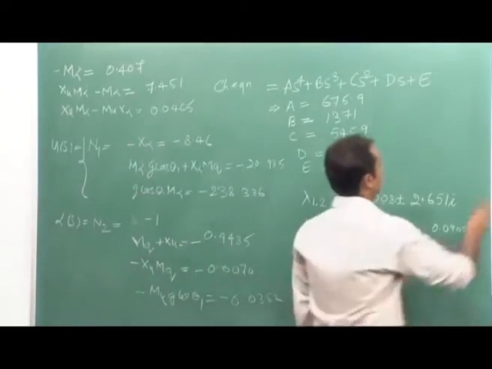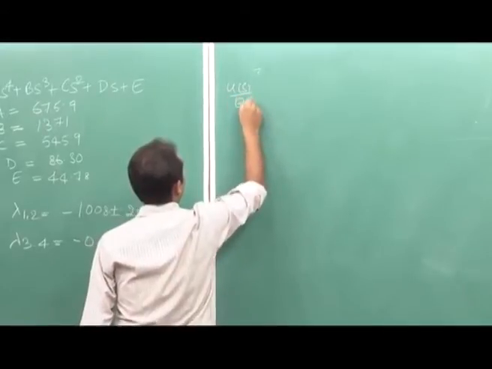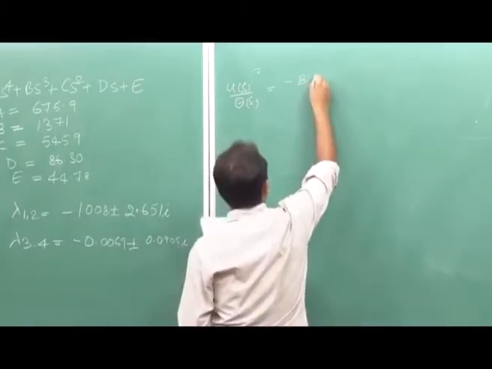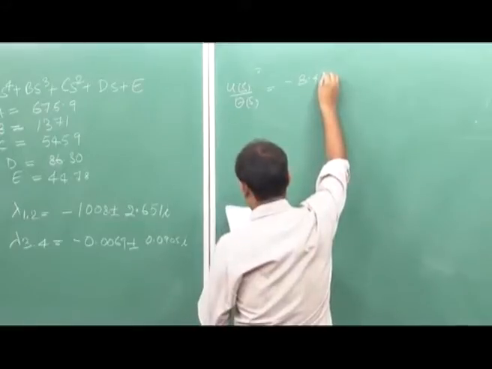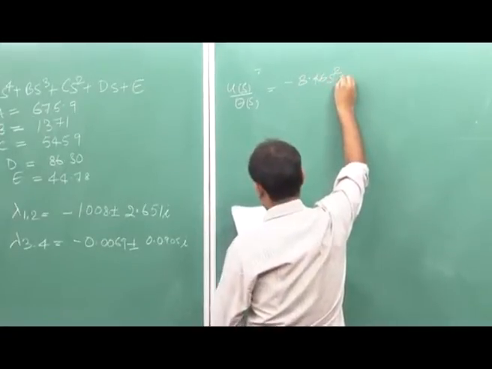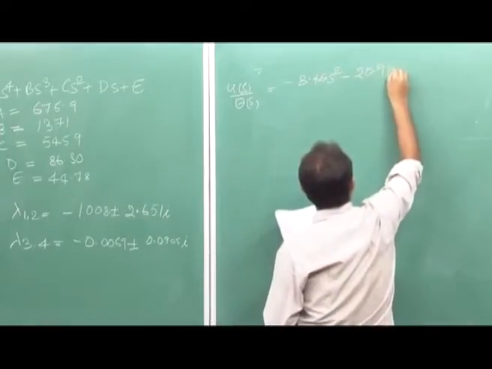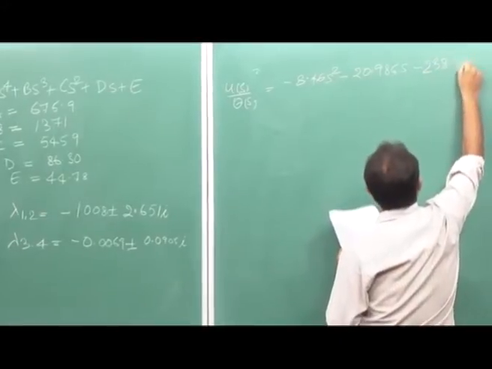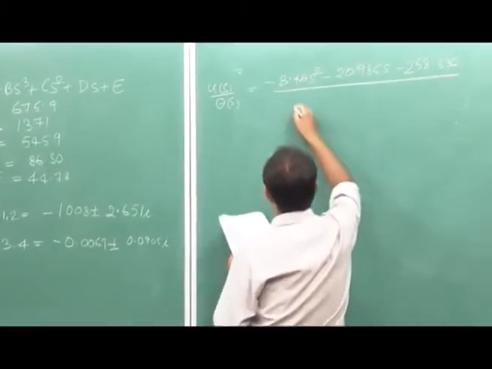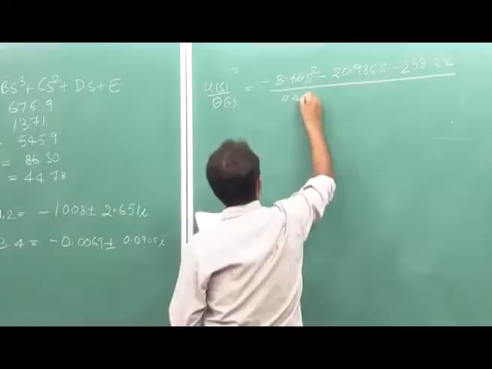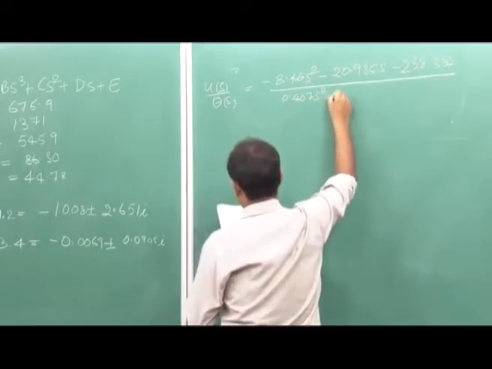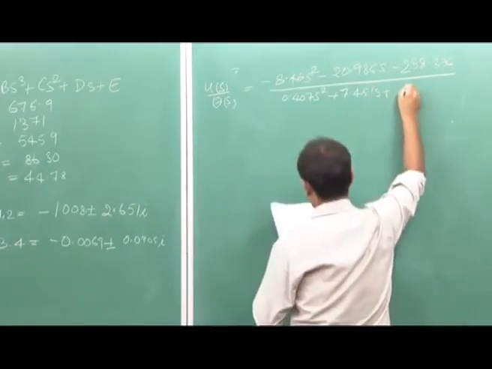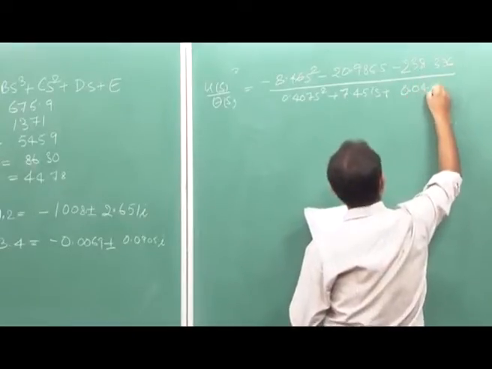The ratio for u of s upon theta of s, substituting the value of derivatives, we will get 8.46 s square minus 20.985 s minus 238.336 divided by 0.407 s square plus 7.451 s plus 0.0465.